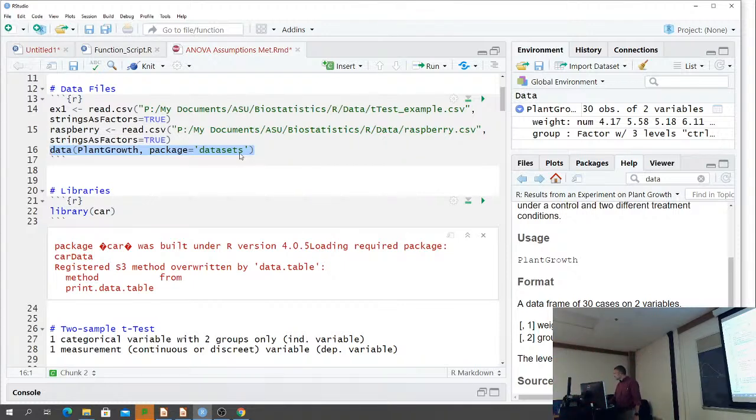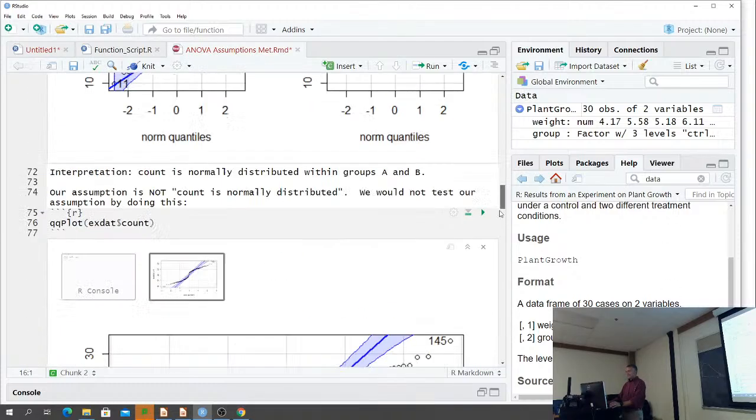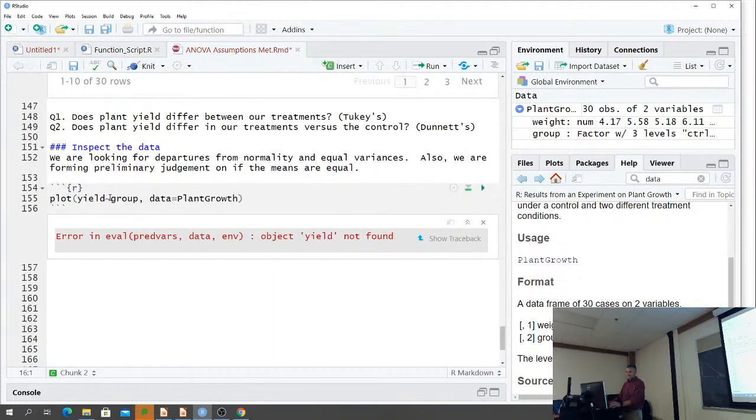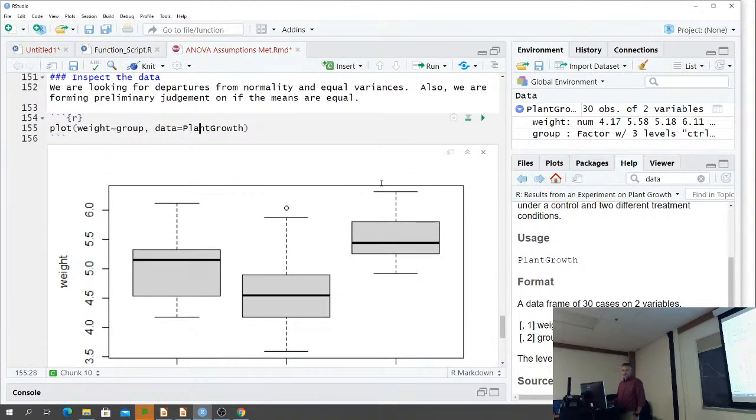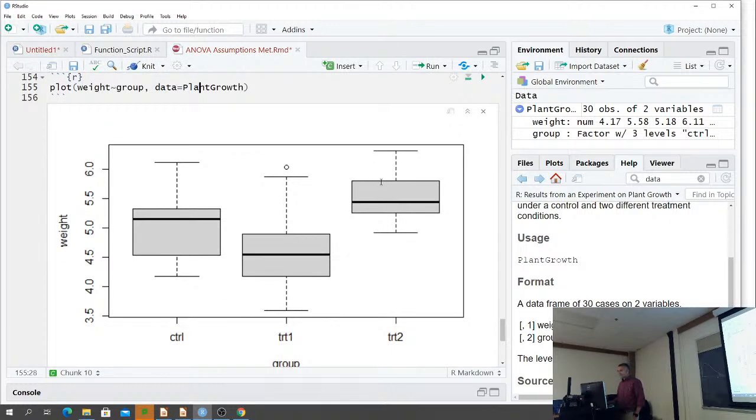It popped up on the environment window, but we're having a problem with yield not being found. Oh yeah. It's not yield, because it's weight. That's what I was getting ready to go change when I scrolled down. Yeah, that was the issue. I had yield. No, it was weight. That's our variable. So weight is a function of group. Data is plant growth. And the yield didn't work because I couldn't remember it. But if it's up in the environment window, it's there. I don't have to go back and search for it. So this is pretty good.